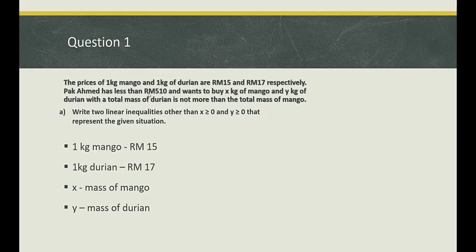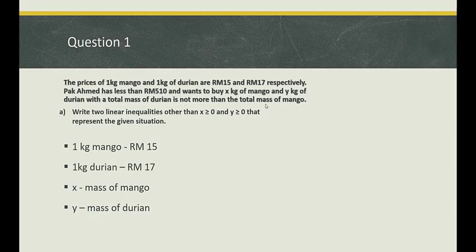And Pak Ahmed has less than 510 ringgit, and wants to buy x kg, the unknown mass of mango, and y kg of durian, where y is the unknown mass of durian. As Pak Ahmed has less than 510, and also in the next sentence, the total mass of durian, which is y, is not more than the total mass of mango. So y cannot be more than x.